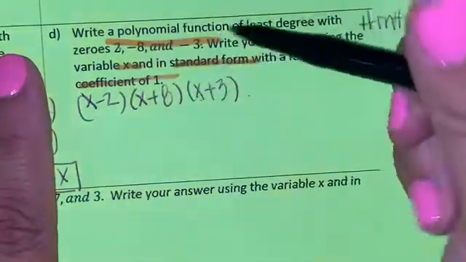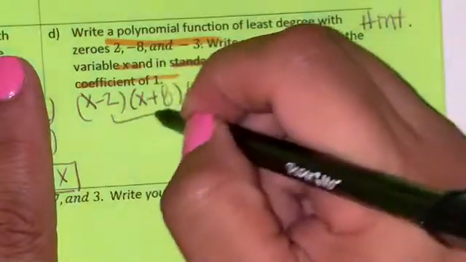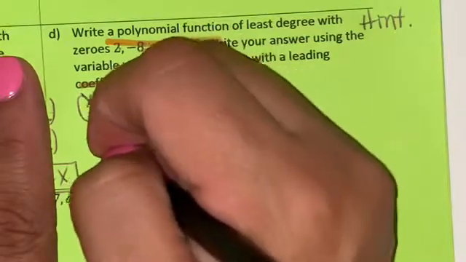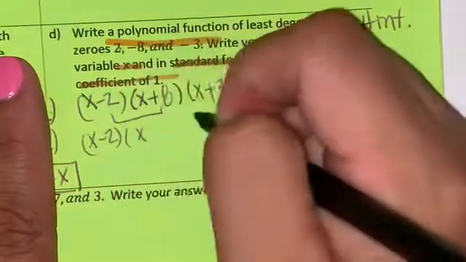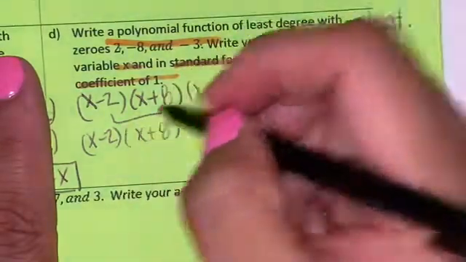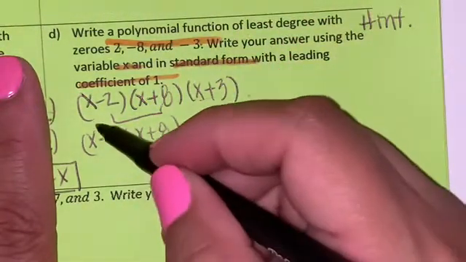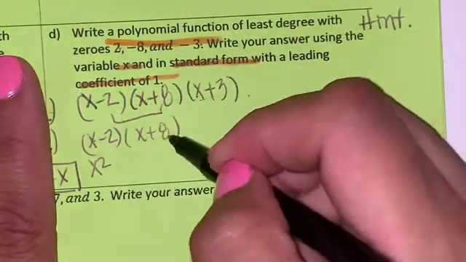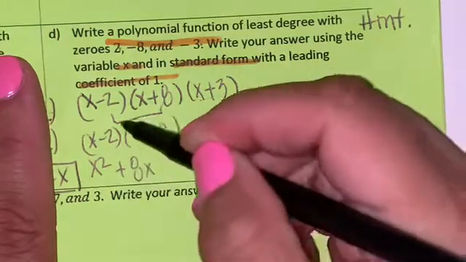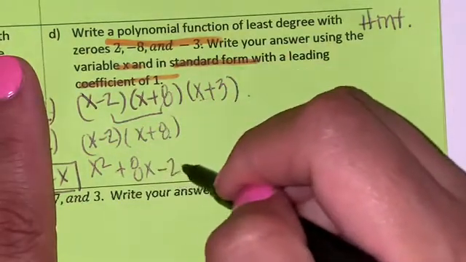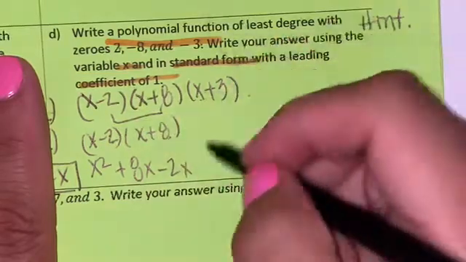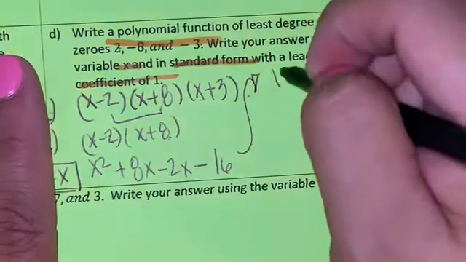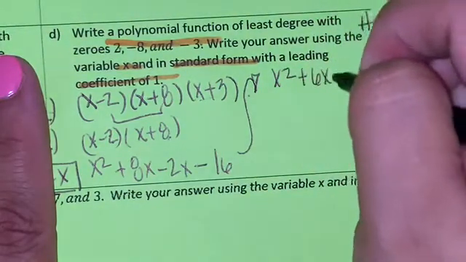This is a lot of multiplication, so we're just going to break it up. I'm going to multiply these two first, and then bring this in at the end. So, x minus 2 times x plus 8. I'm going to do the FOIL. X times x is x squared. X times 8 is plus 8x. Negative 2 times x is negative 2x. Negative 2 times 8 is negative 16. I'm going to collect like terms. X squared plus 6x minus 16.